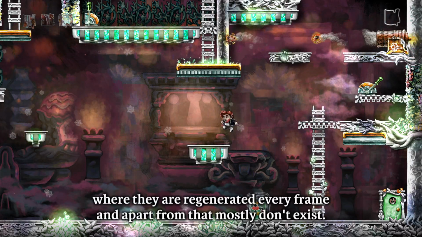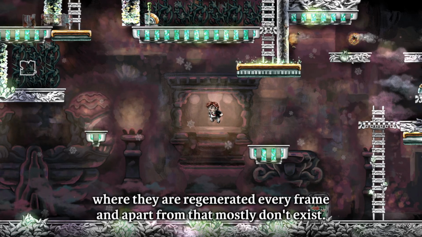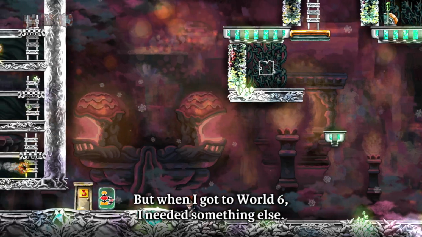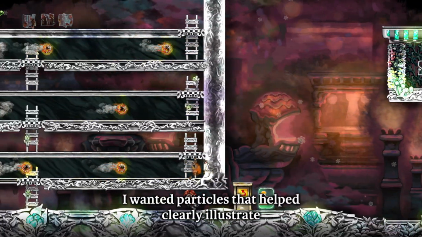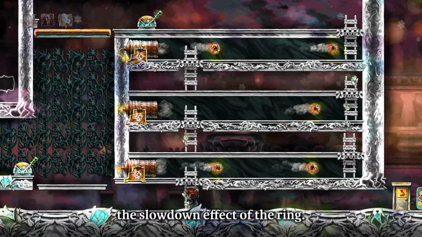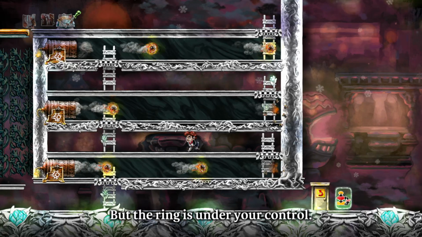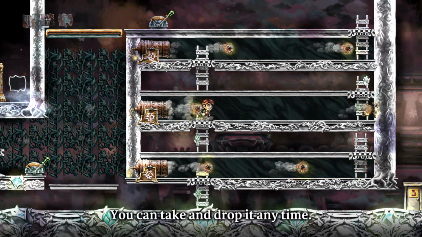I said that most particles in Braid are handled in a fully deterministic way, where they're regenerated every frame, and apart from that, mostly don't exist. But when I got to World 6, I needed something else. I wanted particles that helped clearly illustrate the slowdown effect of the ring. But the ring is under your control. You can take and drop it any time.